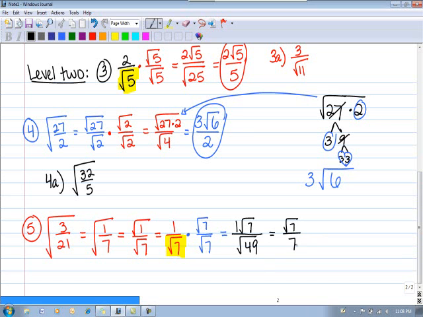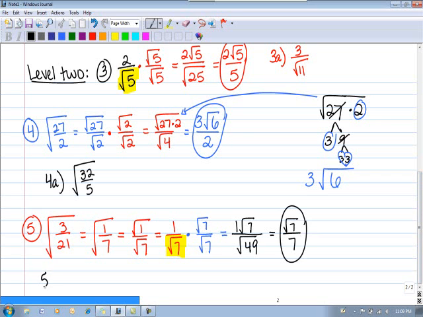I have no radical in the denominator. It's okay if it's in the numerator. And then I can't simplify anything because numbers inside the radical do not simplify with numbers outside of the radical. And so my final answer is the square root of 7 over 7.